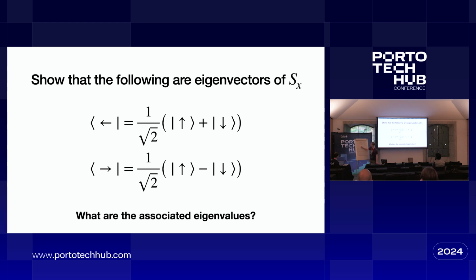I'm going fast here, but I hope you guys can see. This acting on this gives me up, because down, down is 1. This acting on this gave me 0 because down, up is 0. Now I have this acting on this. You're going to get down. This acting on this is going to give me 0. I have a half out the front here. I also have a 1 on root 2.